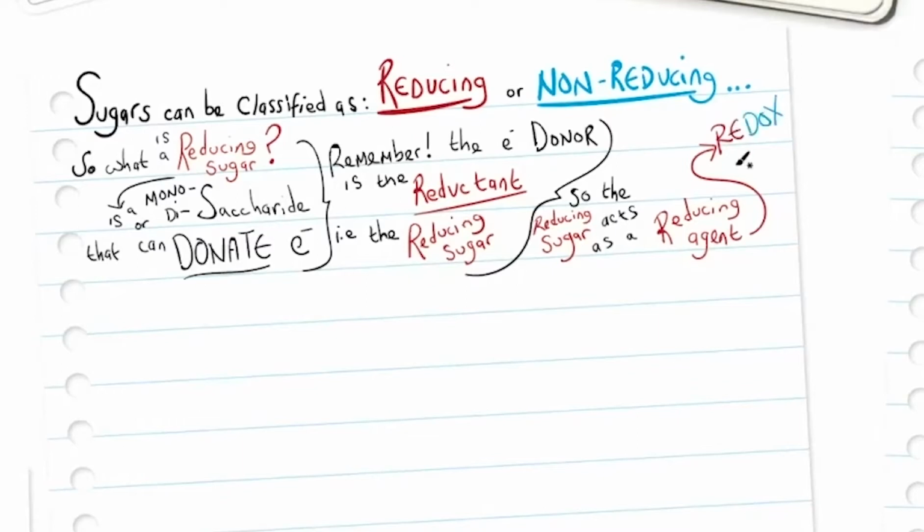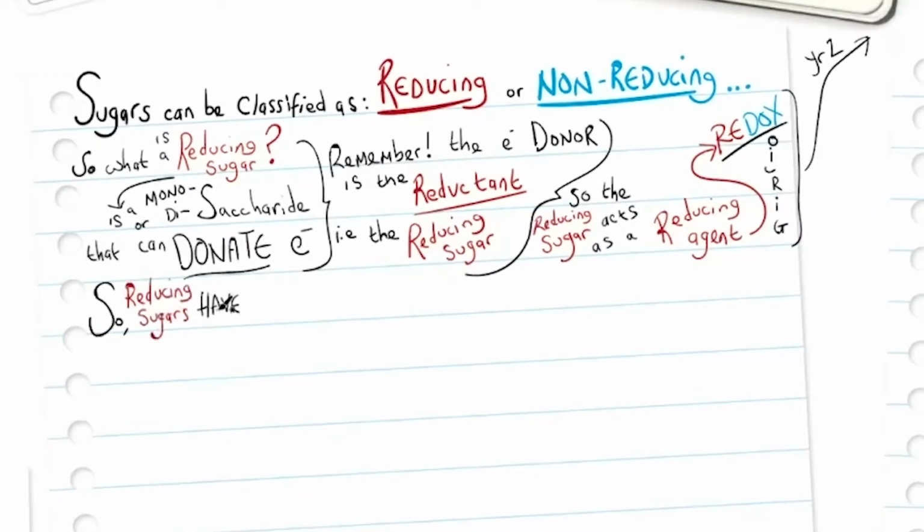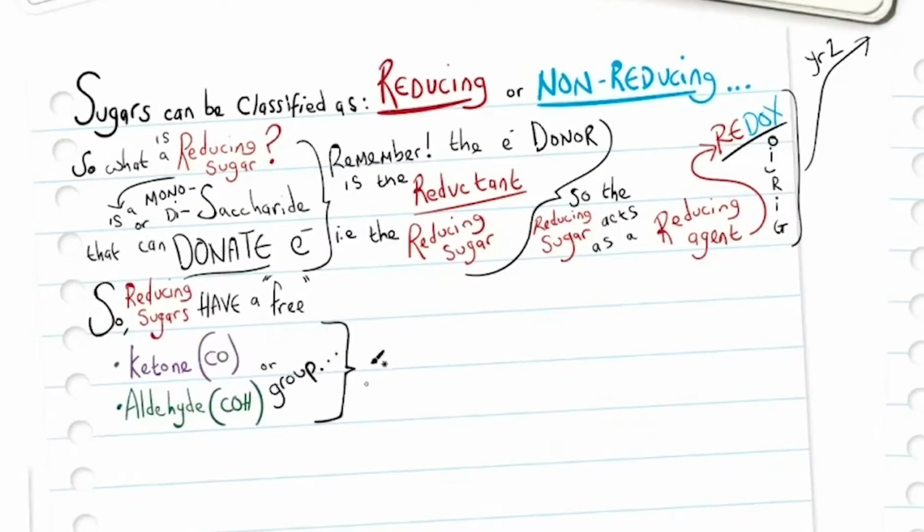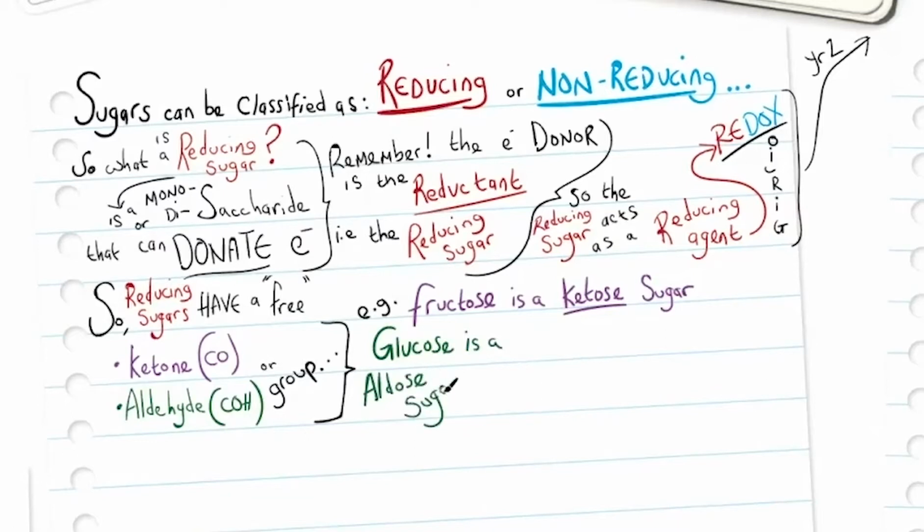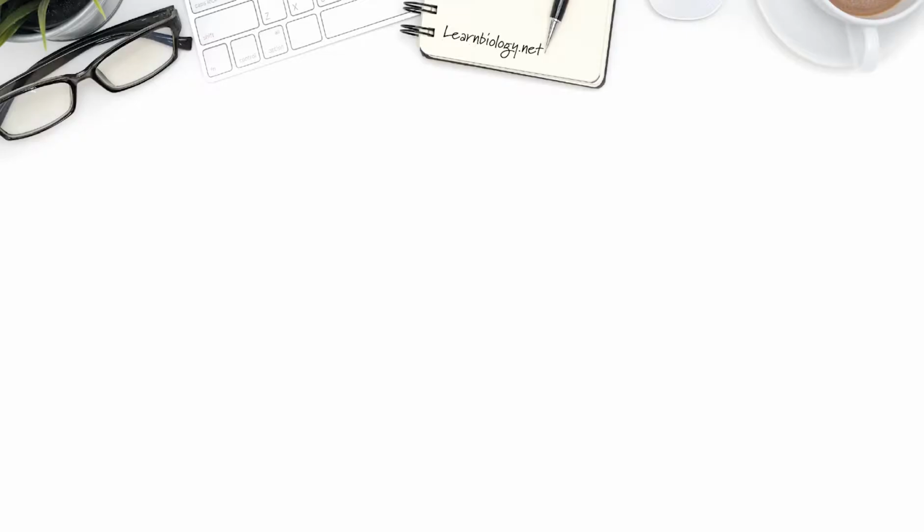Now, this is a redox reaction. Remember, OIL RIG: oxidation is loss of electrons and reduction is gain of electrons. So reducing sugars have a free ketone, which is a carbon and oxygen, or aldehyde, which is a carbon, oxygen, and hydrogen group. For example, fructose is a ketose sugar, and glucose is classified as an aldose sugar. And it is these functional groups that allow these sugars to act as reducing sugars.